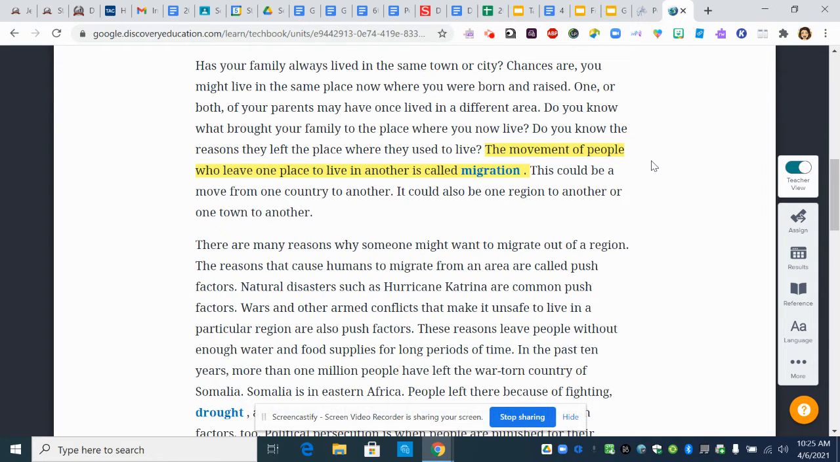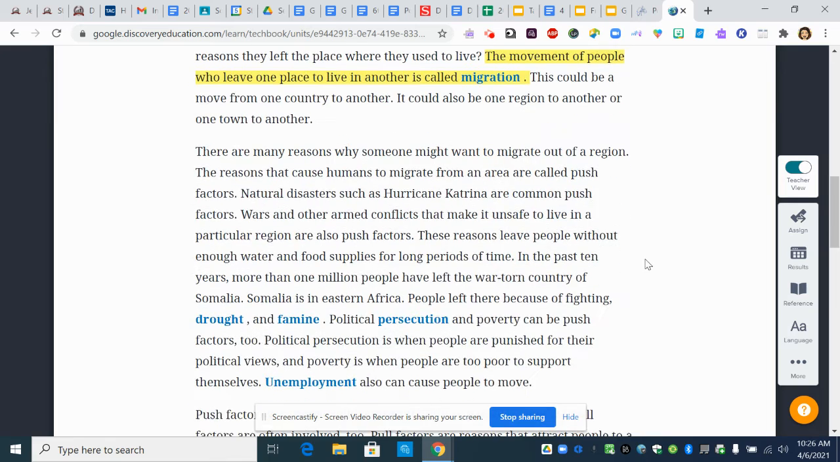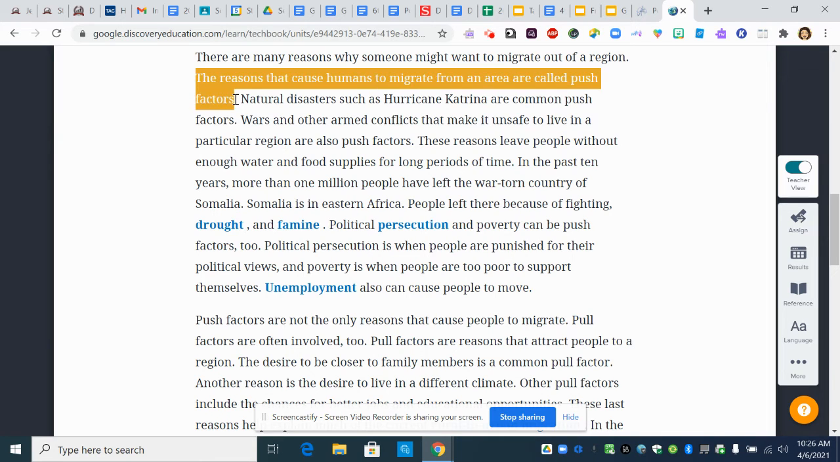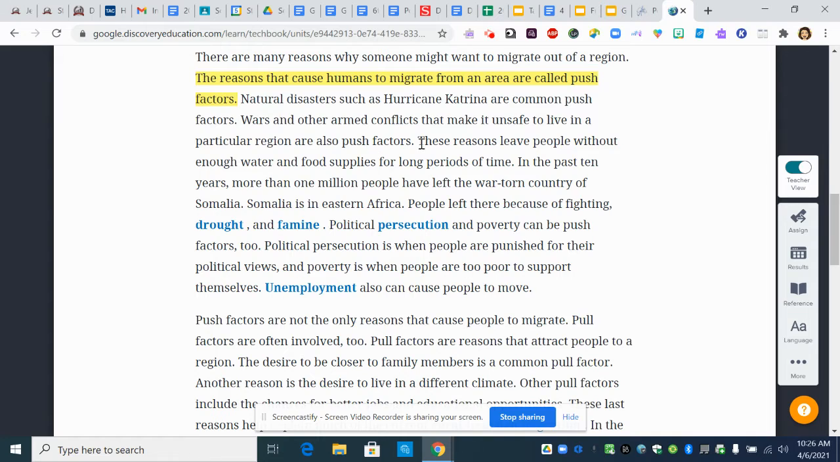This could be a move from one country to another. It could also be one region to another or one town to another. There are many reasons why someone might want to migrate out of a region. The reasons that cause humans to migrate from an area are called push factors. I'm going to highlight that. That's something I need for my notes.